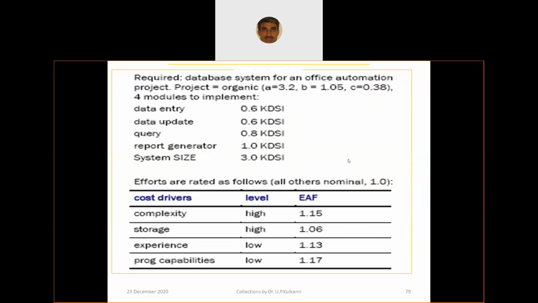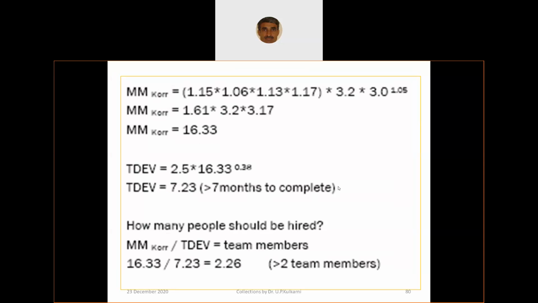So here is one example you can look into and work on. Please take a screenshot of that and give a hint in the question bank. All these parameters will be given, then you have to compute. What happens is the man months, whatever this is, please try to work this out.